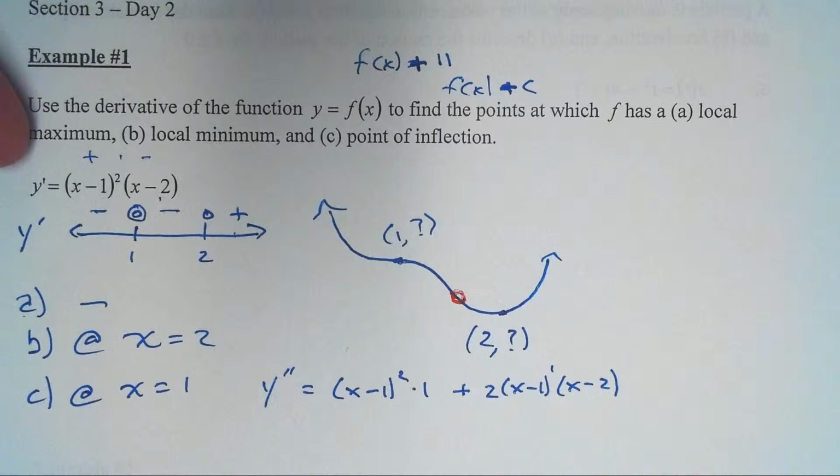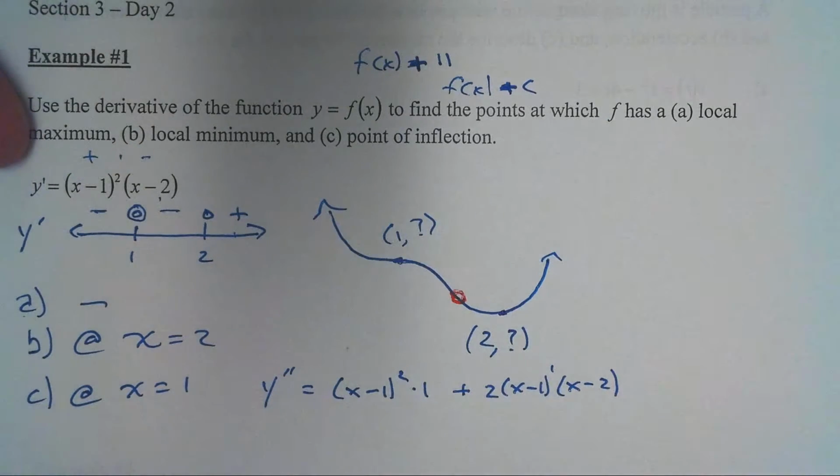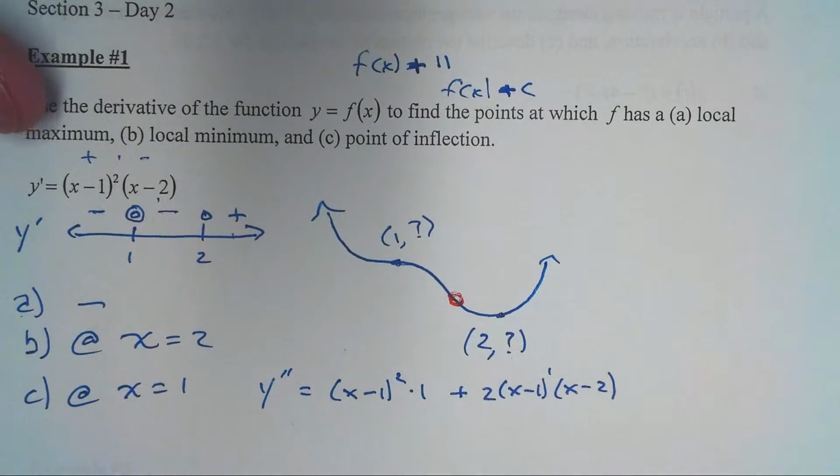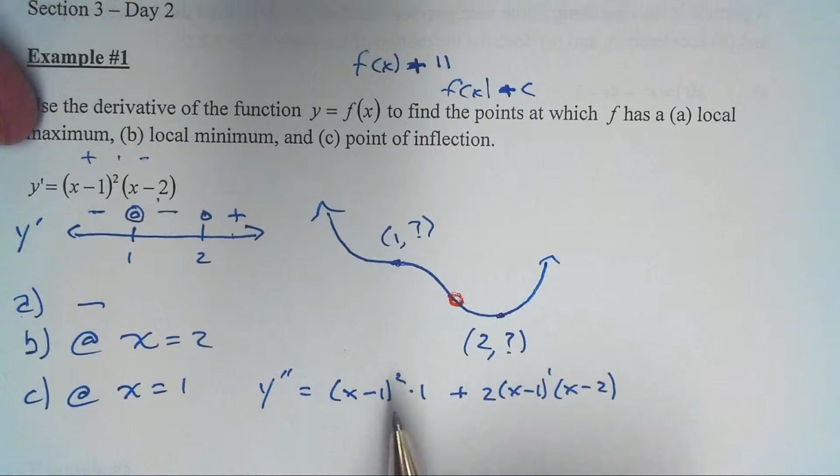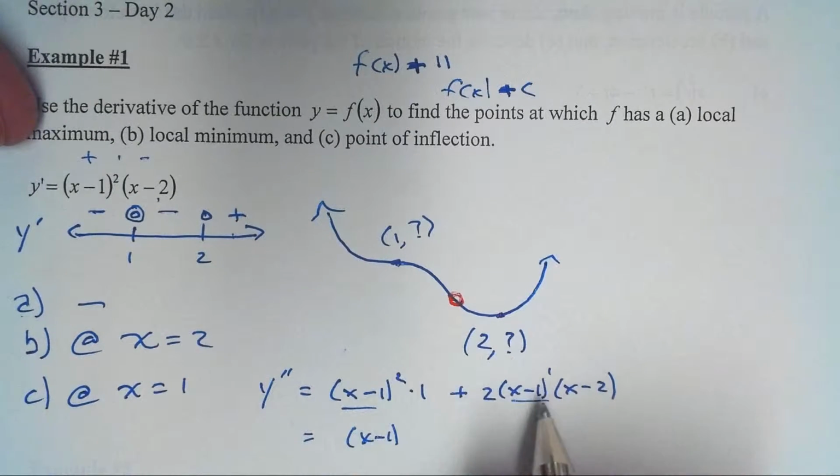And I'm interested when the second derivative is equal to 0. I know it's always differentiable. I'm going to go ahead and set this equal to 0, and I'm going to factor. I can factor an x minus 1 out of each of these two terms.